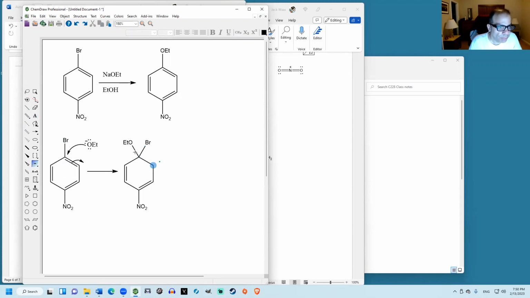And this carbon, nope. This carbon's going to have a minus charge and a lone pair. Then recall in the next step, the lone pair with the minus charge comes back in between those two carbons. We lose the leaving group, and we get the product. So two steps, as long as you've got at least one electron withdrawing group.